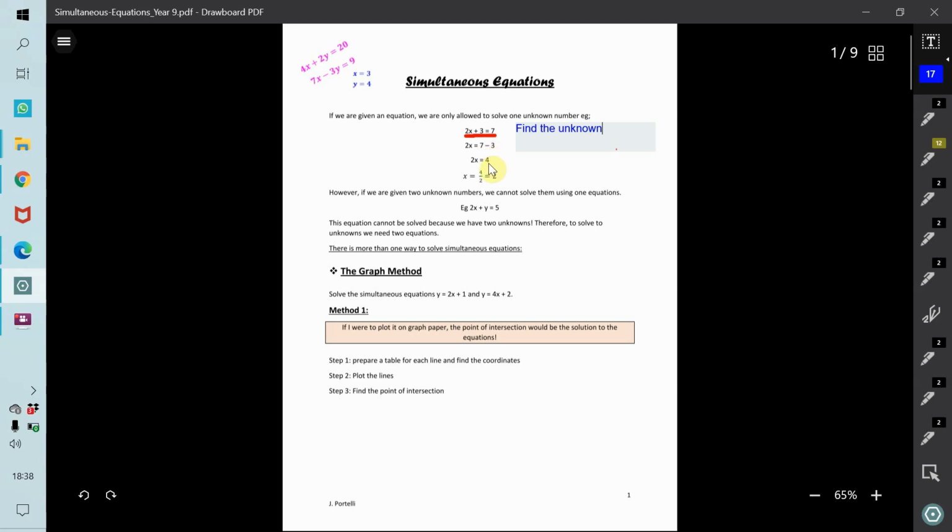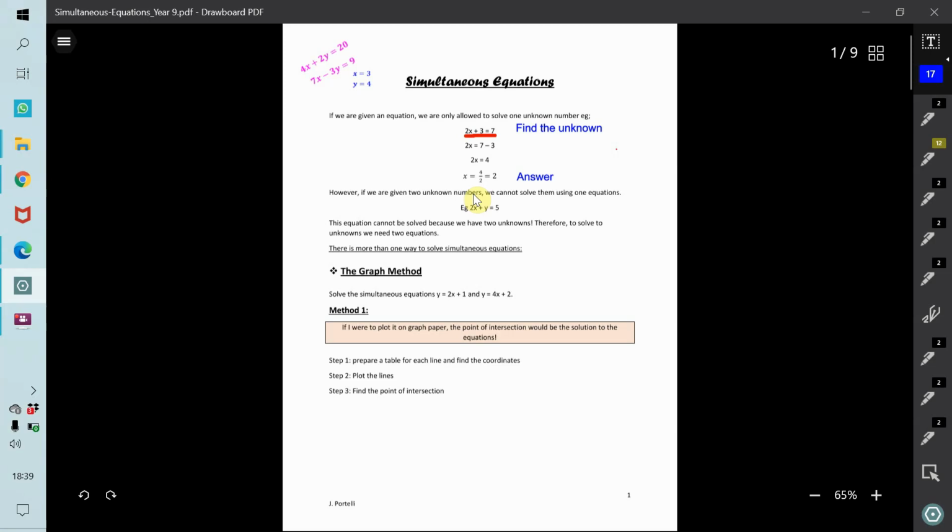7 minus 3 is 4, and so if we have to make x subject of the formula, 2 is attached to x by a times. So x equals 4 all over 2, which is 2. So over here, our final answer is the value x equals 2, and we would have solved our given equation.